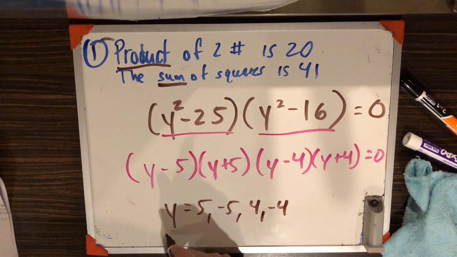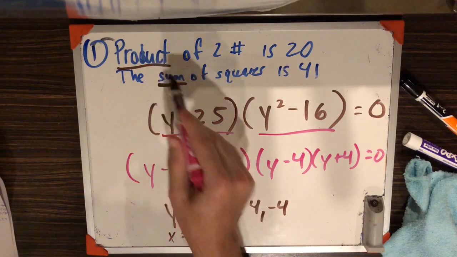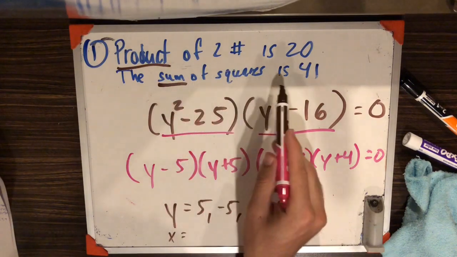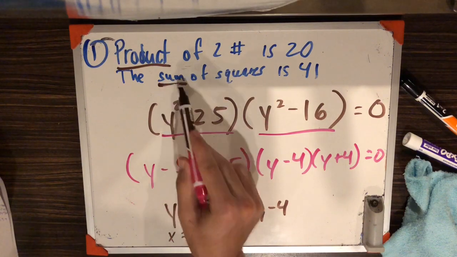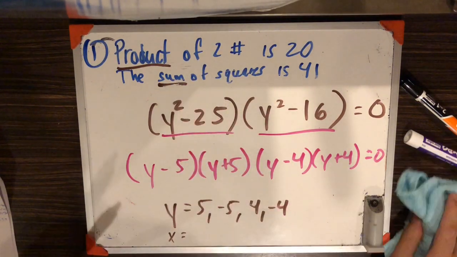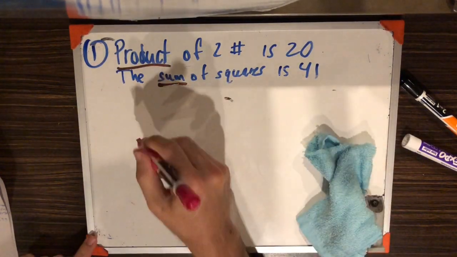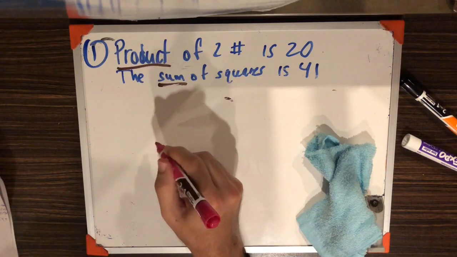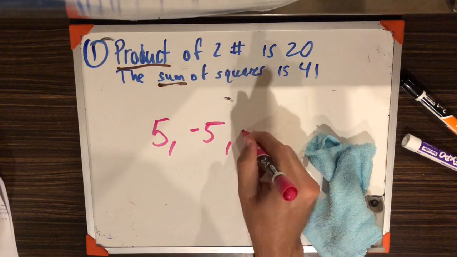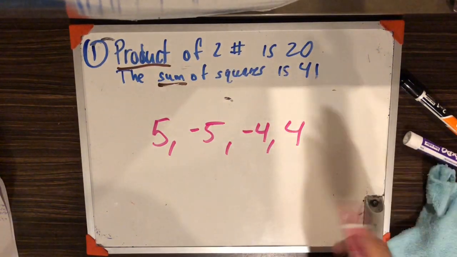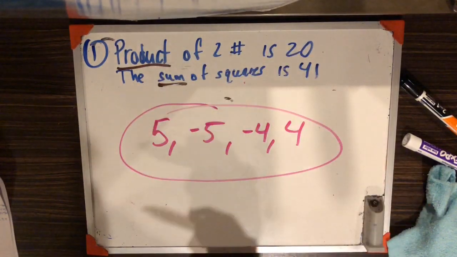Now, these are your possible values for x as well. Because the product and the sum of squares are interchangeable between x and y. Now, again, x and y could be the following. Your possible numbers could be 5, negative 5, negative 4, and 4. All of those would work in these possible situations. So here's what your answer should be.